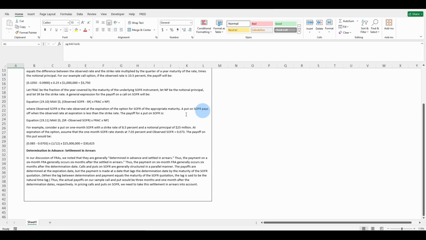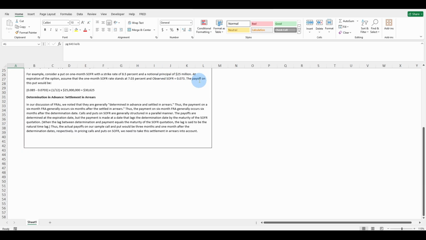A put on SOFR pays off when the observed rate at expiration is less than the strike rate. The payoff for a put on SOFR is max(0, strike rate minus observed SOFR) times frac times NOP. For example, consider a put on 1 month SOFR with a strike rate of 8.5% and a notional principal of $25 million. At expiration of the option, assume that the 1 month SOFR rate stands at 7.03%. You can see that spread differential there. So it's 8.5 minus 7.03, times 0.25, times $1 million.